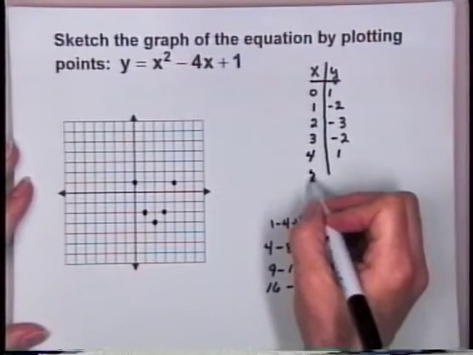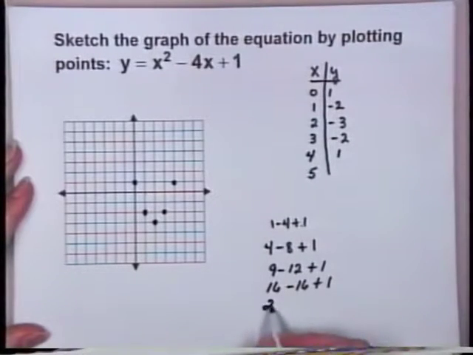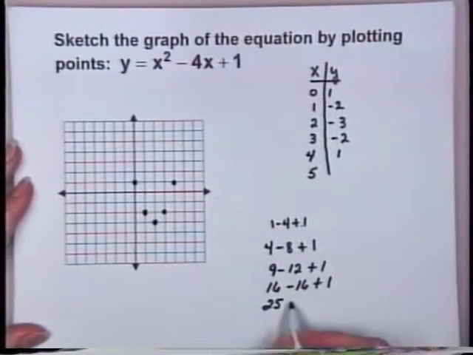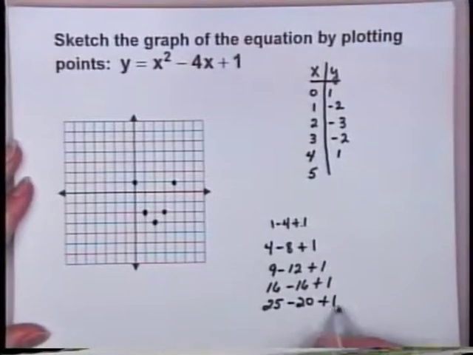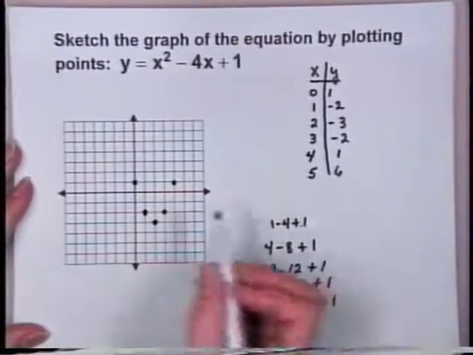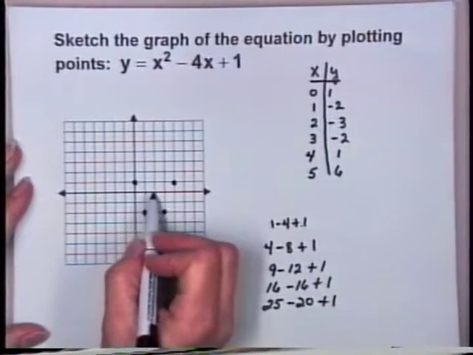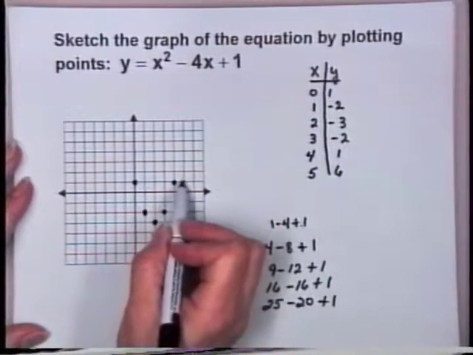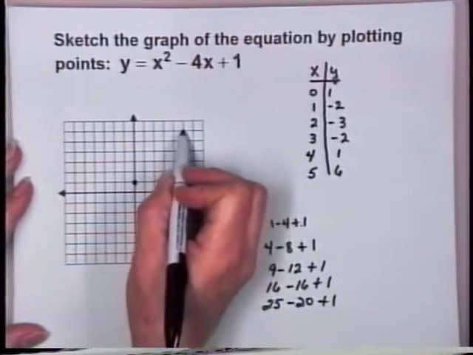Okay, well, let's keep going. How about 5? 5 squared is 25. 5 times a minus 4 is a minus 20 plus 1. 25 minus 20 is 5 plus 1 is 6. Whenever x is 5, y is 6.